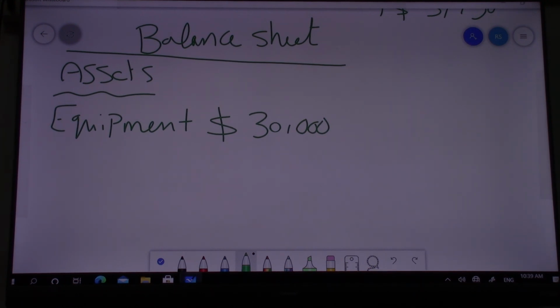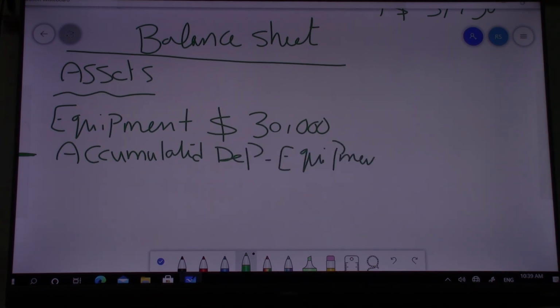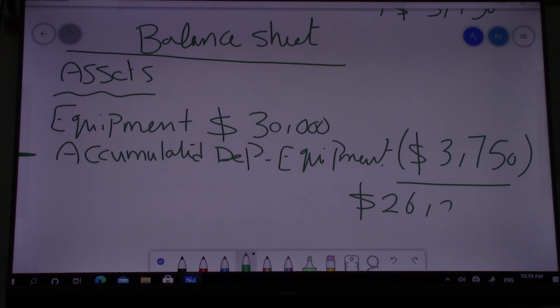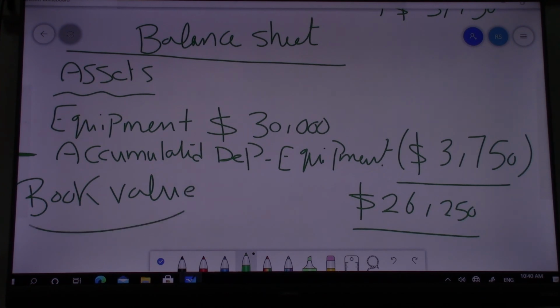And also we are required to report in the balance sheet accumulated depreciation, but we have stated before that accumulated depreciation is a contra asset account. Since it is a contra asset account, it will be deducted from assets. Accumulated depreciation for equipment by $3,750. This item will be deducted. This will provide us with $26,250, and we can call this the book value or the carrying value of the equipment.